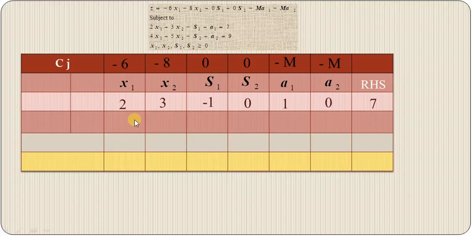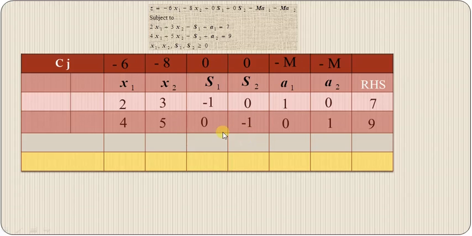Similarly, for the second constraint you can write 4, 5, 0, -1, 0, 1, RHS is 9. Now we have written all these equations in tabular form. That is the first simplex table.